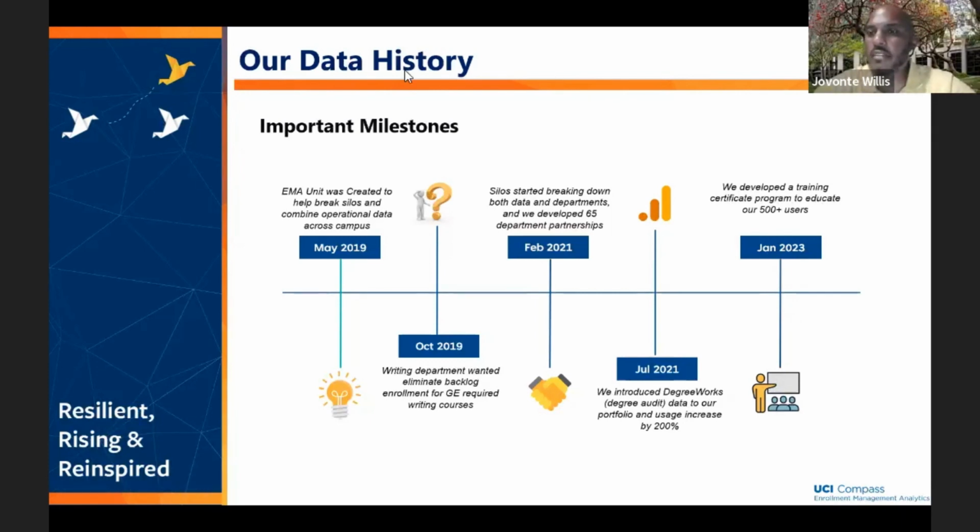The next key milestone was in January of 2023, when we had so many users. Within this three to three and a half year time period, we went from having 5 users to having over 500 users of our analytics system.